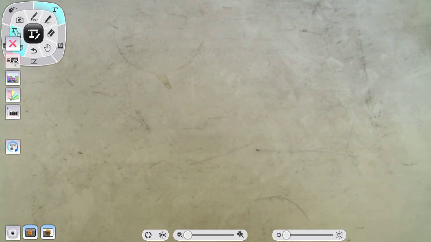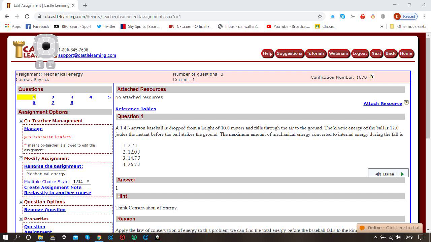So what we're being asked for is, in fact, let's go back to the question. We're being asked to work out the maximum amount of mechanical energy converted to internal energy during the fall. Now, this term internal energy, this is where you've probably not heard that term. I don't think it was in my PowerPoint. I'm going to talk to you about what that is in a second. We're going to use the ideas we know first and go from there.